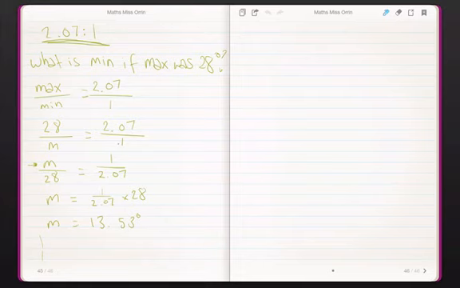Have a go at doing a couple of examples from the book, and if you're still having trouble, come and see me.